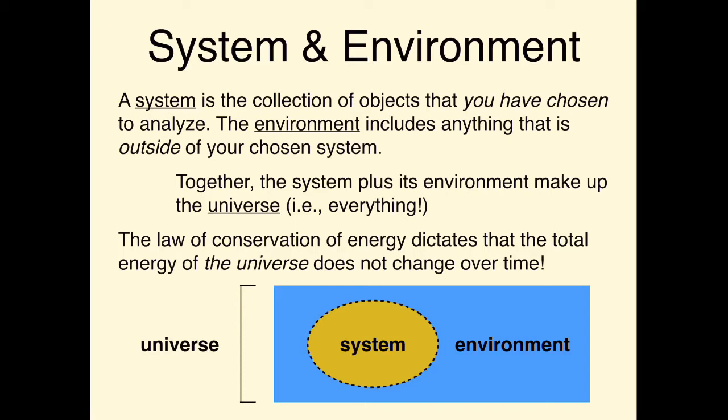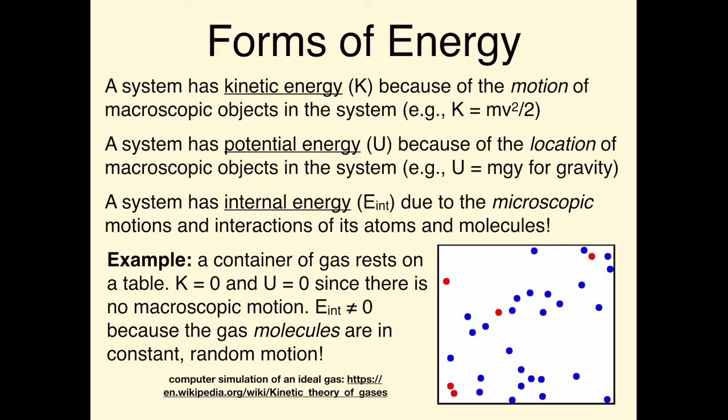So energy could be flowing in or out of your system or in or out of the environment, but if we really consider everything, the entire universe, energy is going to be conserved. That's the idea. So if we really want to be able to use conservation of energy to make a calculation or predict how a certain system is going to behave, we need to talk about the different forms of energy that a system can have. So let's clarify some terms here.